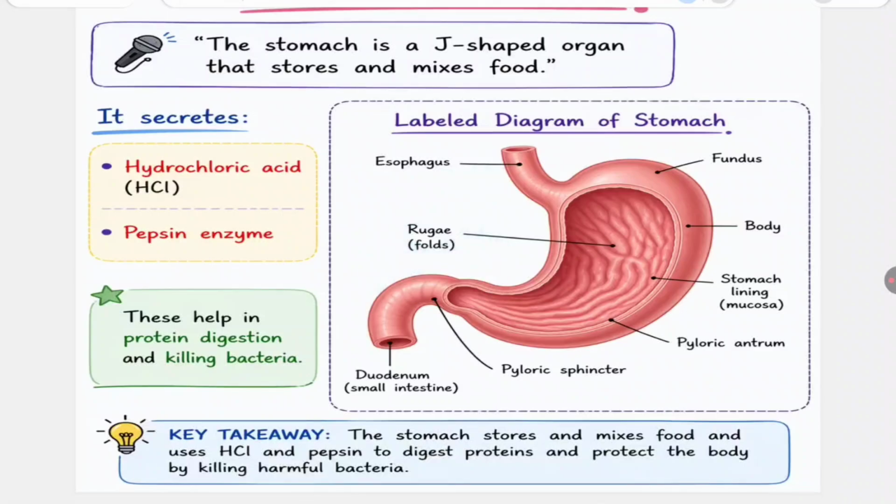So this is called a J-shaped organ. In that J-shaped organ mainly food will be stored and mixed. Here you can see the body of the stomach has lining, mucosa, submucosa. Mainly these help in protein digestion and killing bacteria. The hydrochloric acid and the protein enzyme help in digestion and kill any bacteria or microorganism that is there.